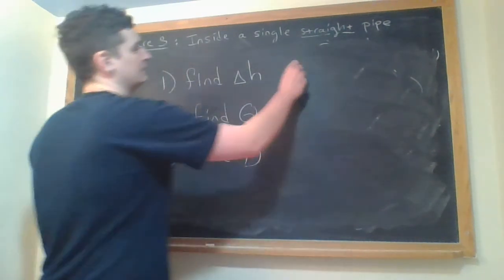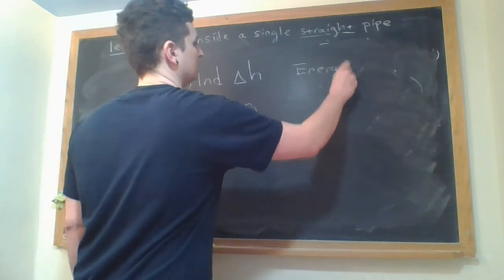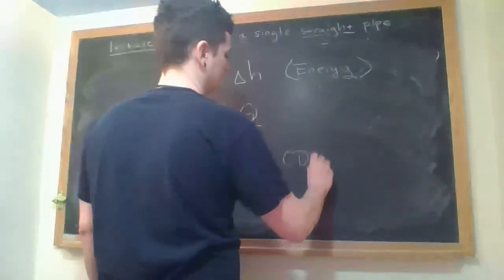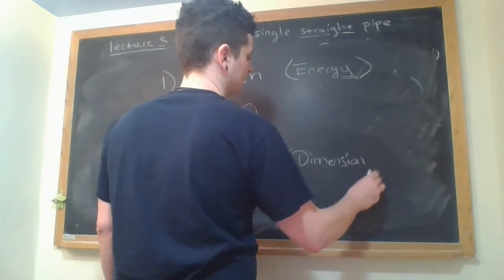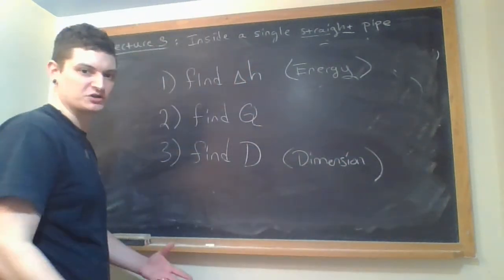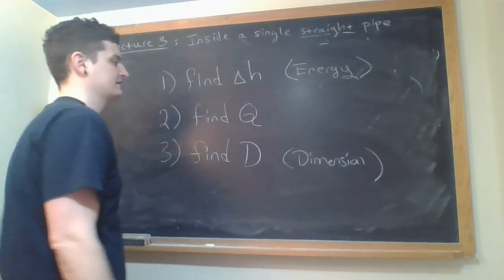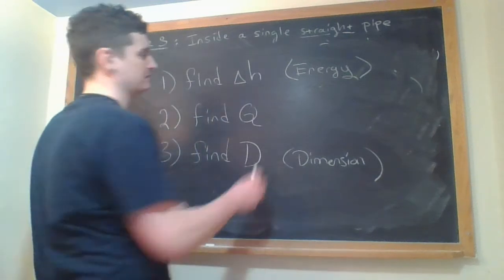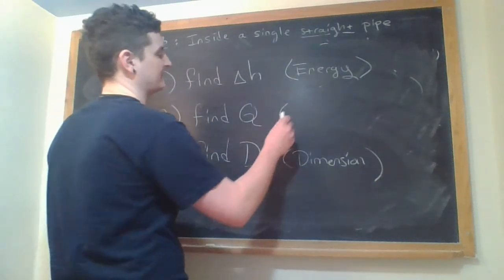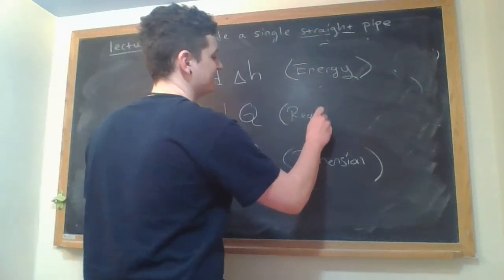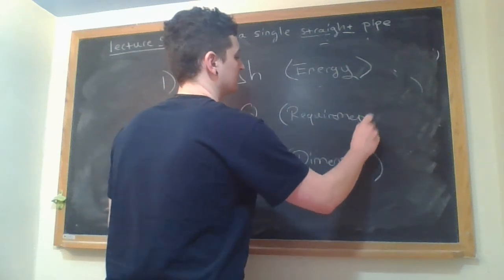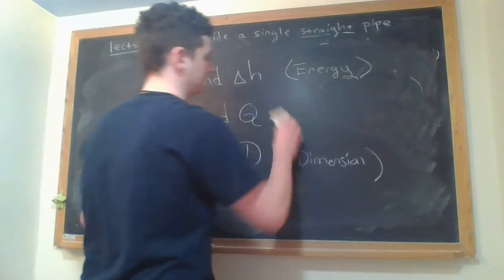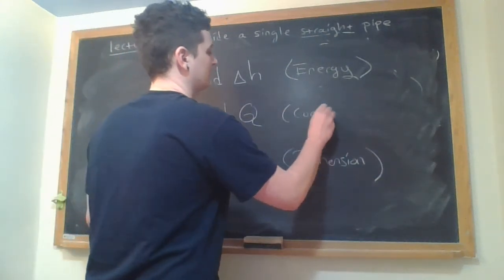So think of this as the energy problem. This is the dimension problem. What dimension of my pipe should I have given constraints? And then the flow rate, the velocity problem. So sometimes I think about that as kind of a requirement or constraint problem.